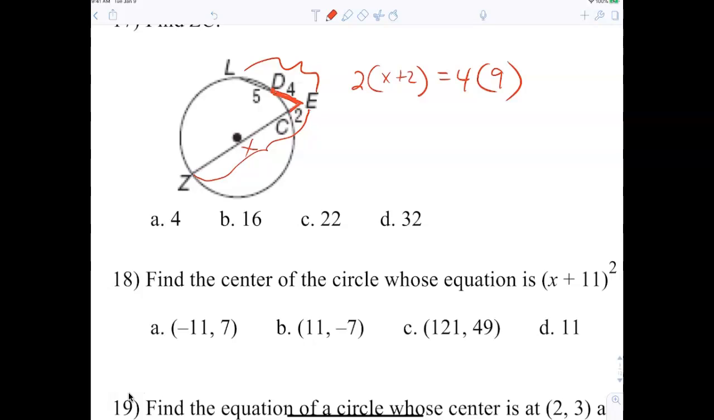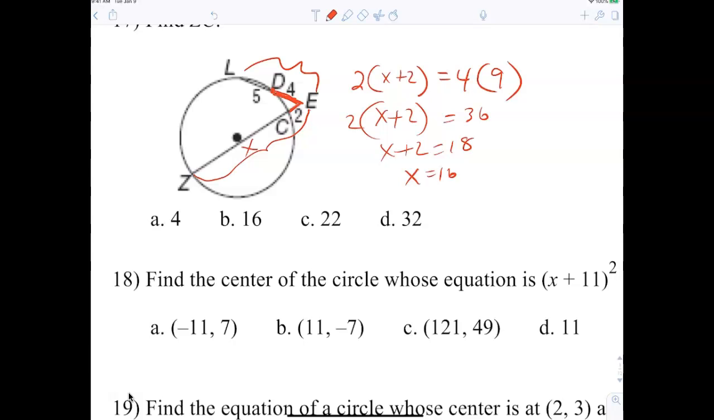All right, there's one whole section that was left out of the book. I don't know why. I just honestly think it was a mistake. So now if we solve that, x plus 2, I'm not going to distribute. Then I'm going to divide by 2. So x is equal to 16.